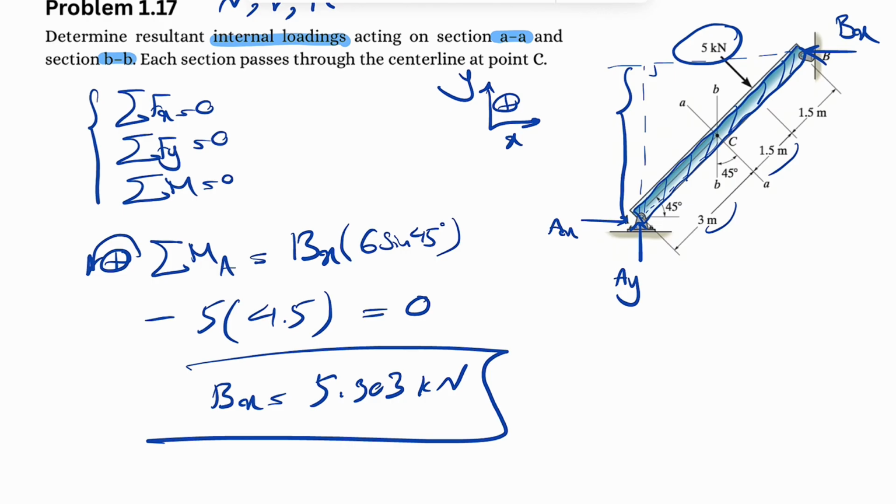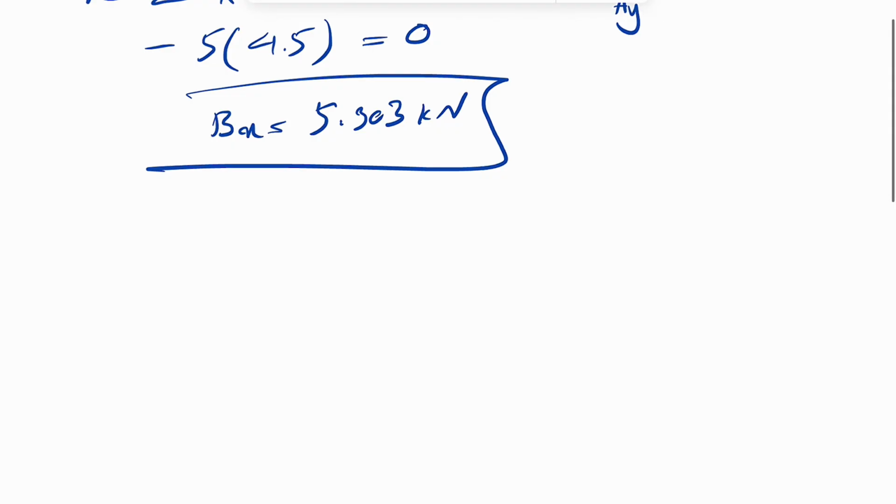Now that we have Bx, we can move on to our sections. Let's start with AA first. I'll try to color code what I'm doing, so maybe orange for AA, and maybe green for BB. That's the section we're going to consider, and that's going to be our free body diagram. So let's show our free body diagram here, and that's our cut.